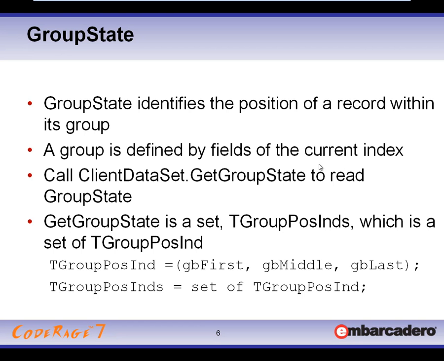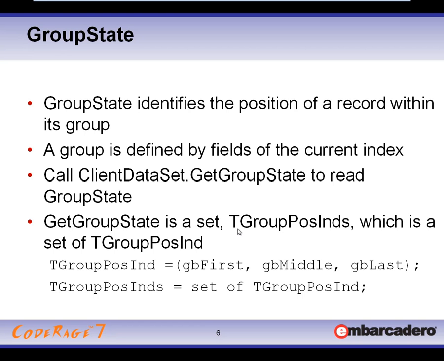Grouping is defined by the fields of the current index, so you need an index in order to use GroupState. And if you have a multi-field index, then GroupState could apply to different levels. Let's say you have 4 fields of a compound index or a multi-field index. You could identify GroupState based on the overall size of the data set, which is a group level of 0, or you could do it by group level of 1 or 2 or 3. And you determine GroupState by calling the GetGroupState method of the ClientDataSet.